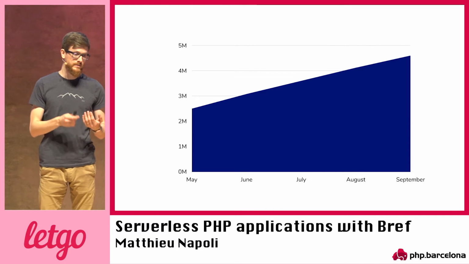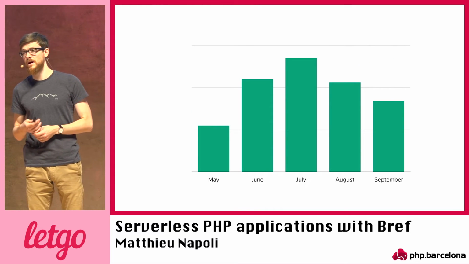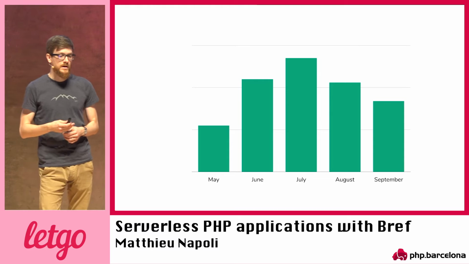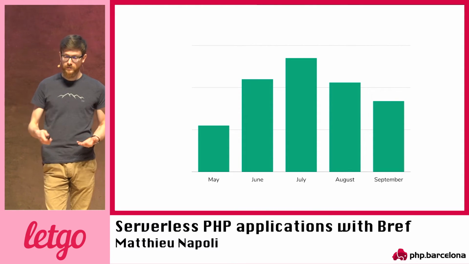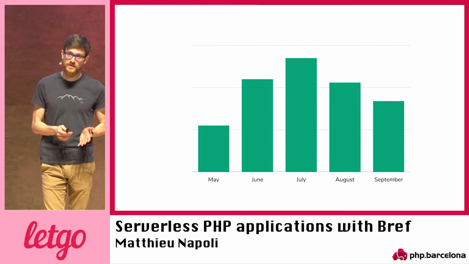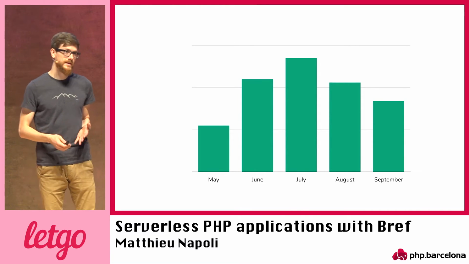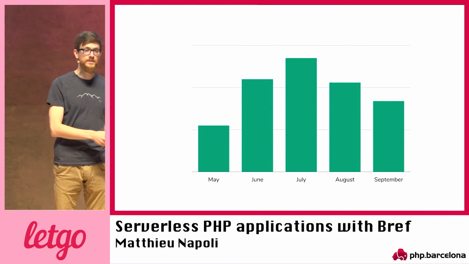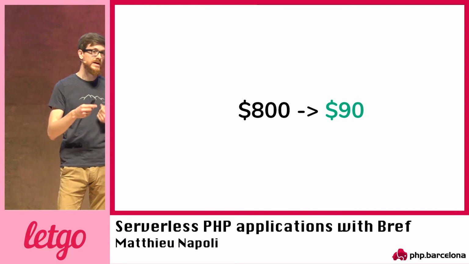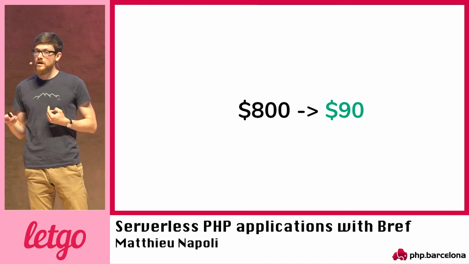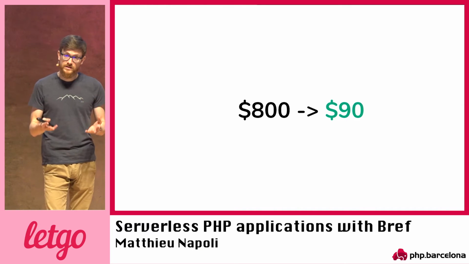And from the moment they started migrating, they started decreasing their Amazon bill. Now, I can't give you specific numbers on the total bill, but I can show you an example of one microservice with workers that they migrated entirely from EC2 to Lambda. And they went from $800 per month to $90 per month. That with a better service.